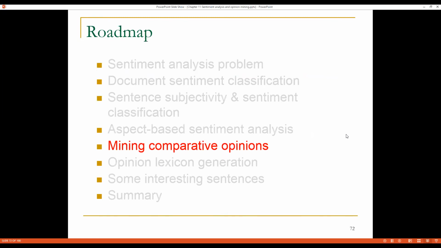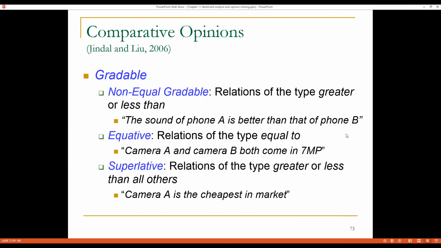So next we talk about mining comparative opinions. Comparative opinions are going to involve two entities or aspects, and there's gradable, which is divided into non-equal gradable, which is relations of the type greater or less than. For example, the sound of phone A is better than that of phone B.